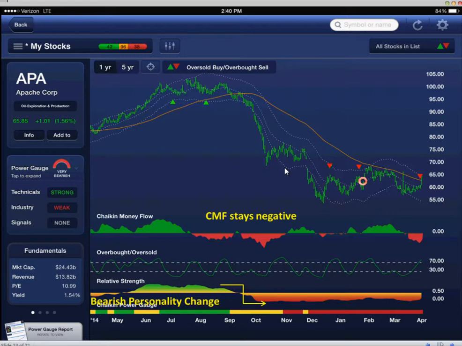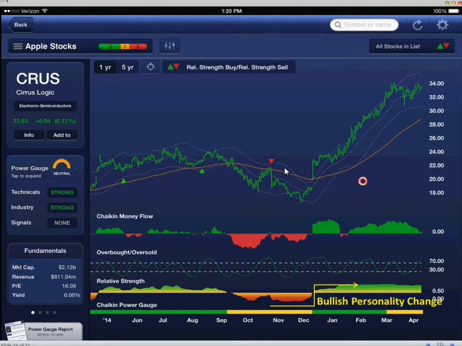Now, here's a more recent example. This is a bullish personality change in Cirrus Logic, another company that supplies chips, in this case sound chips, for the Apple mobile devices. Excuse me a second. Now, Cirrus had been bullish.